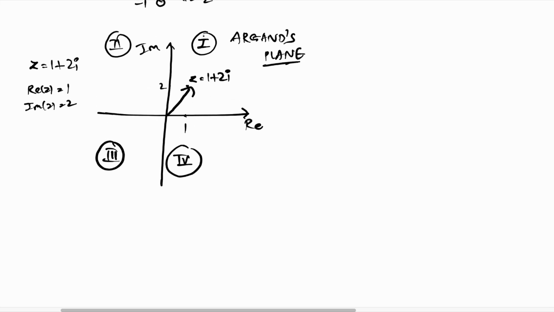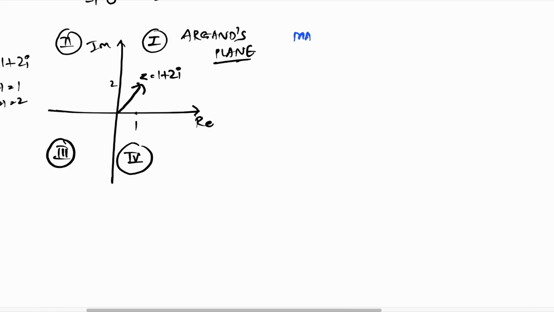So my complex number can lie in either of the 4 quadrants depending on the sign of the imaginary and the real part. Next is the definition of the magnitude or the modulus. In fact, it's better we call it the modulus. Modulus is basically the length of the complex number in the Argand plane.